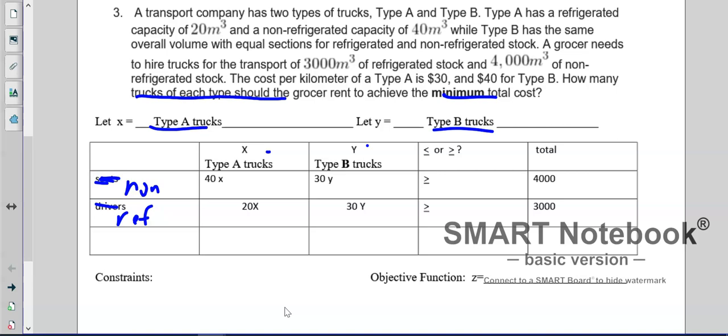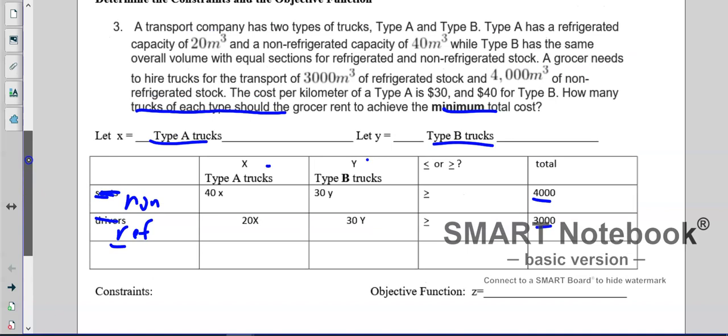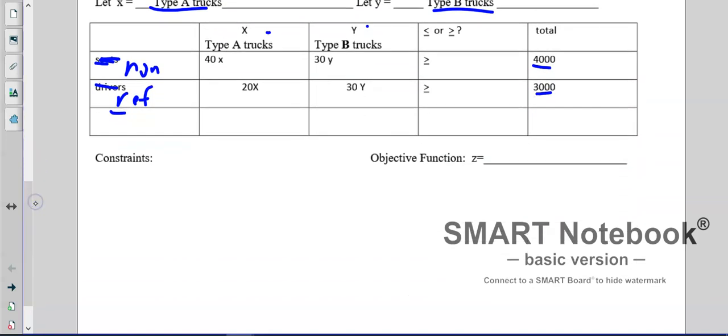And then as you can see, it says grocery needs 3,000 of refrigerated. So that's why 3,000 is here with refrigerated, and non is 4,000. So if we're going to make our objective function, right? It's right here in this line with the cost. Type A is 30 and type B is 40. So that's 30x plus 40y.